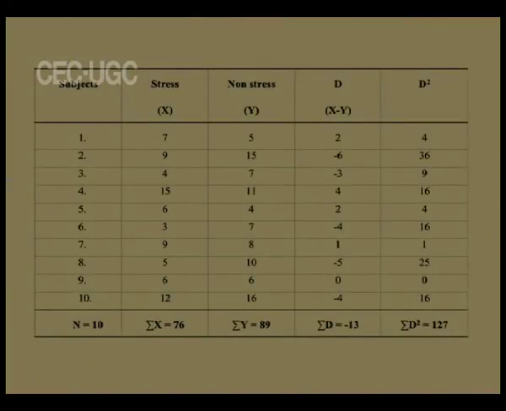To quickly explain the labels for the columns in the table, the first column, labeled subjects, shows you that there were 10 subjects in this design. The second column, stress, given by the capital X letter, shows you the scores of the 10 subjects on the mathematical test in the stress condition. The third column, labeled non-stress, denoted by the symbol capital Y, shows you the scores of the same subjects on the repeated mathematical test under the non-stress condition.